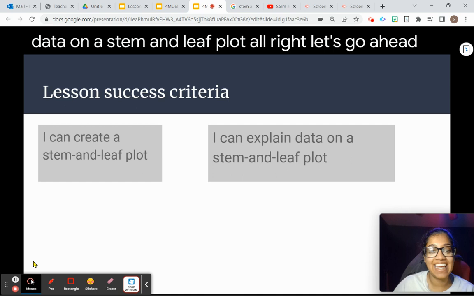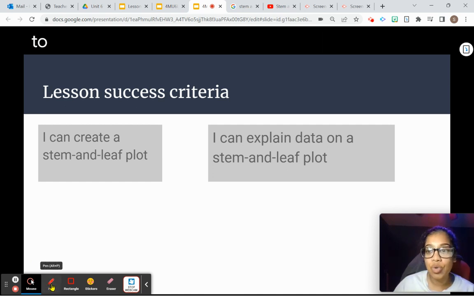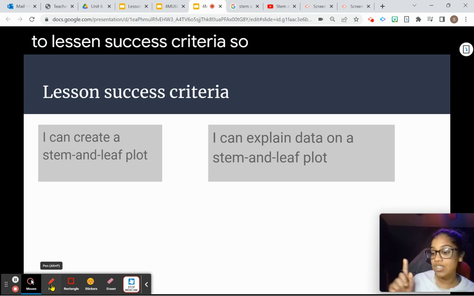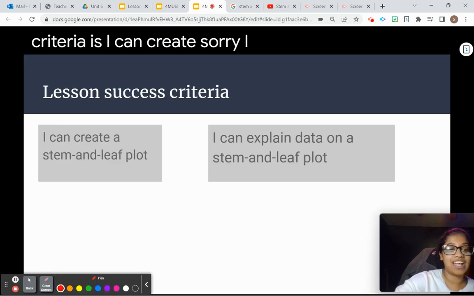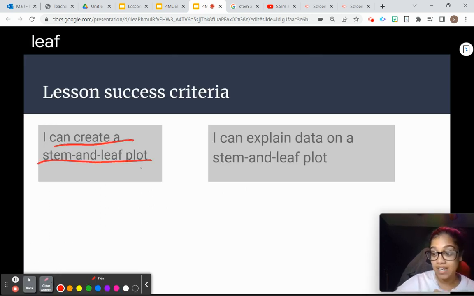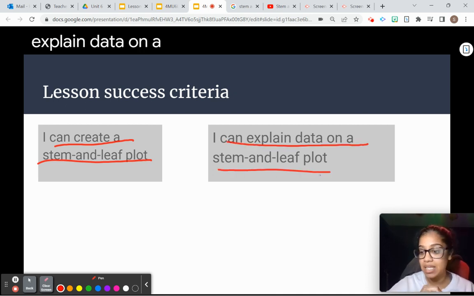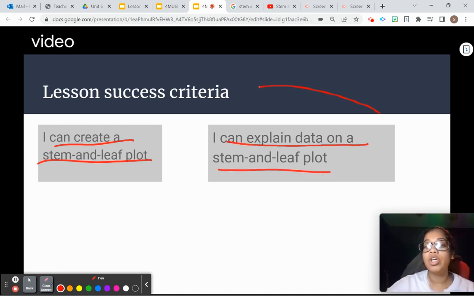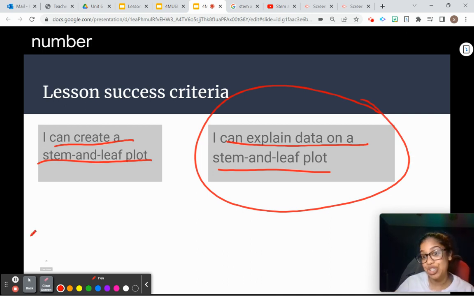All right, let's go ahead and get into our lesson success criteria. So, we have two lesson success criteria. Our first lesson success criteria is I can create a stem and leaf plot. And the second success criteria is I can explain data on a stem and leaf plot. And for this video, we are actually going to be focusing on success criteria number 2.